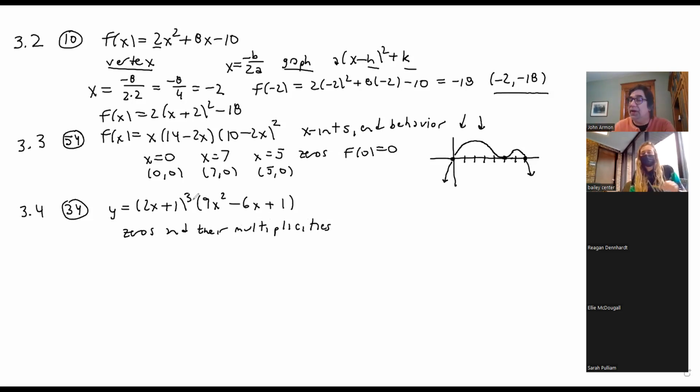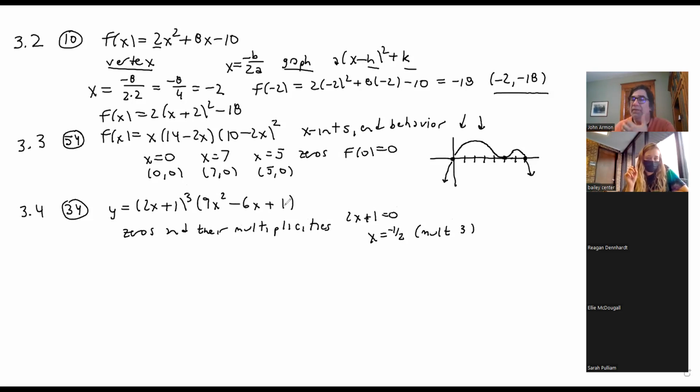This factor is there 3 times. So if you set 2x plus 1 equal to 0, you'll find that first zero. And the first zero is negative 1/2. But how many negative 1/2s are there when we count them? There are 3. So this one has a multiplicity of 3.